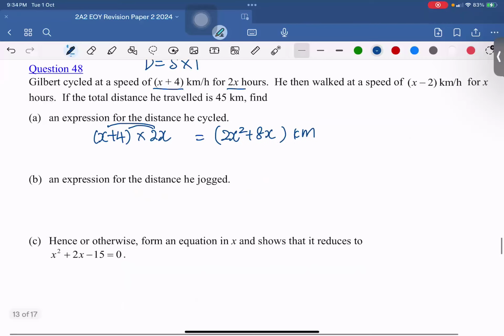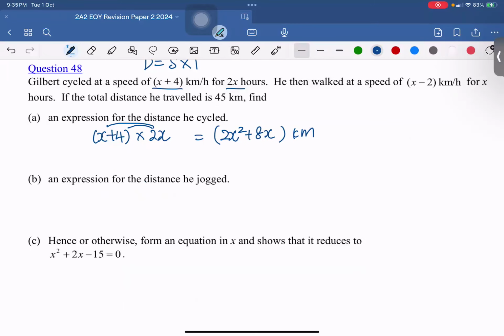The distance he jogged, or walked? Should not be jog, should be walk. He cycled, okay. He walked. So the speed this one will be x minus 2, times x. So it gives you x squared minus 2x kilometers.